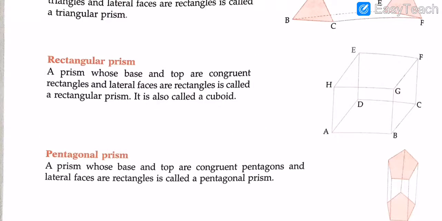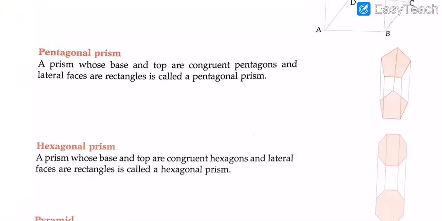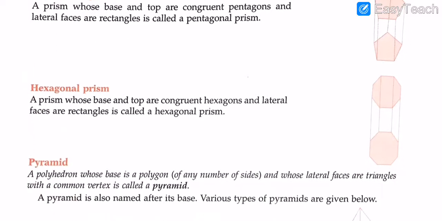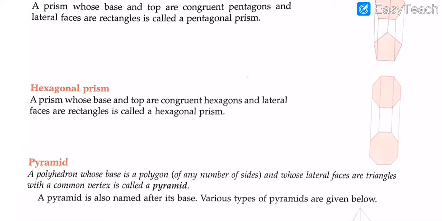Now, then a pentagonal prism. A prism whose base and top are congruent pentagons and lateral faces are rectangles is called a pentagonal prism. Similarly with the hexagonal prism, as I also showed you: congruent hexagons, and rectangles. Okay?